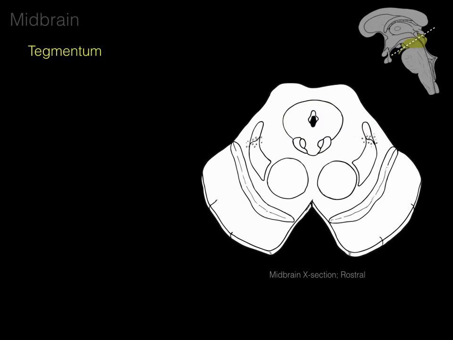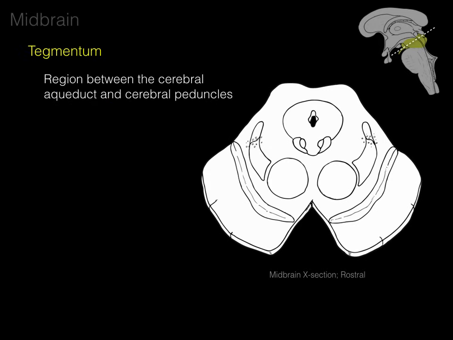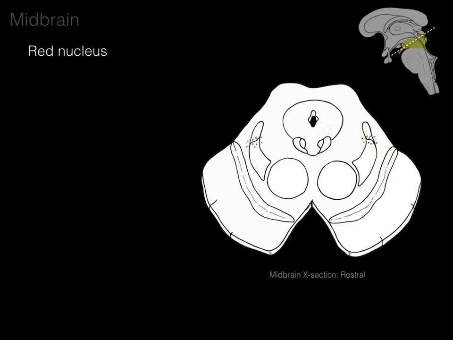Then there's this other term that we see quite often called the tegmentum. So the tegmentum is the region between the cerebral aqueduct and the cerebral peduncles. And so there we have it. So there's our cerebral aqueduct, and there's those cerebral peduncles, and it's that yellow shaded area, all that area in between there. Now within that tegmentum are some structures, one being the red nucleus.